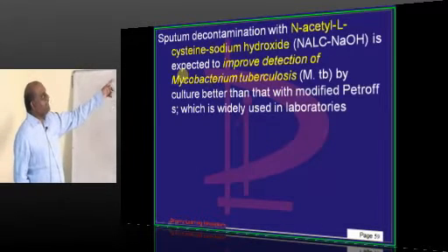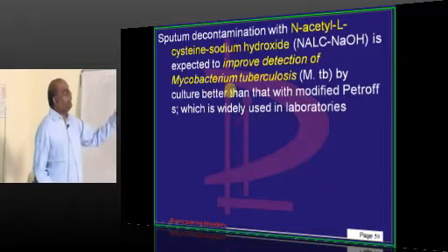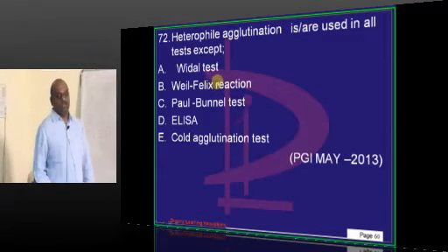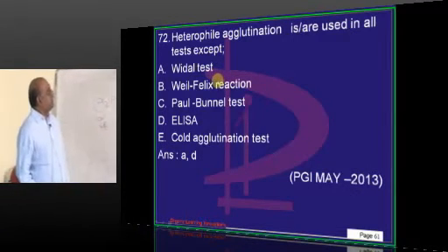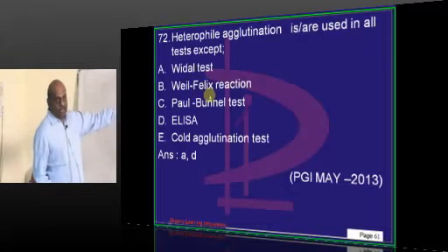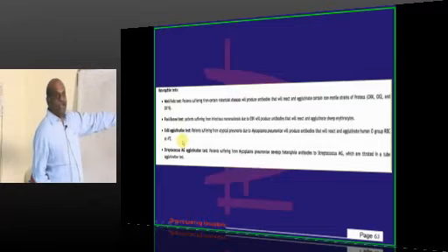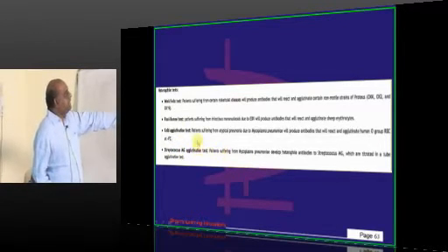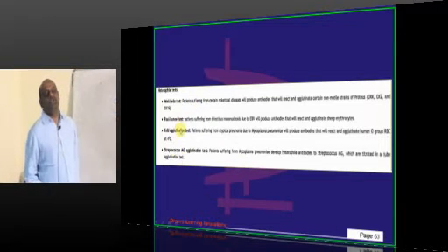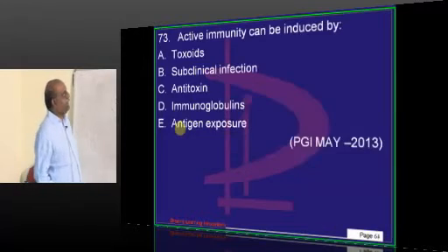We use N-acetyl cysteine sodium hydroxide, which will improve the detection of Mycobacterium tuberculosis. Heterophile agglutination. What are all the reactions where it is basically used? So, Weil-Felix, Paul-Bunnell, cold agglutination test and Streptococcus MG agglutination test. These are the 4 tests you need to remember which are used for heterophile tests. Heterophile antibody tests is what you need to basically remember.